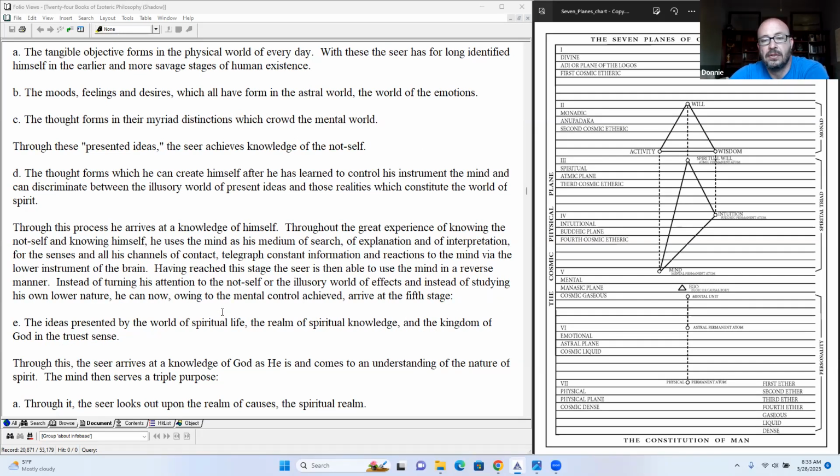Throughout the great experience of knowing the not self and knowing himself, he uses the mind as his medium of search, of explanation, and of interpretation for the senses, and all his channels of contact telegraph constant information and reactions to the mind via the lower instrument of the brain.